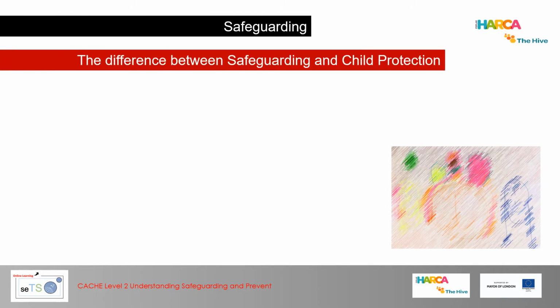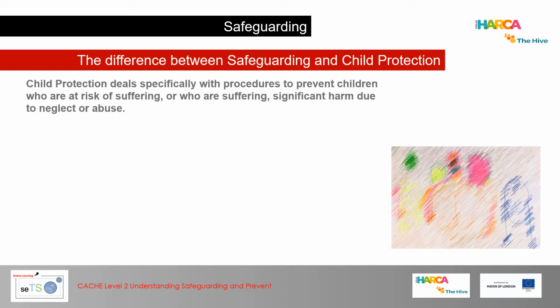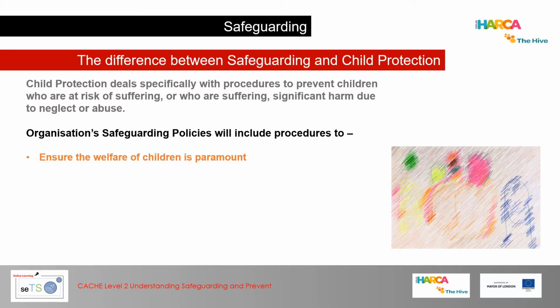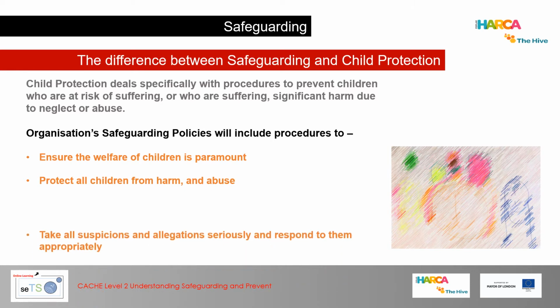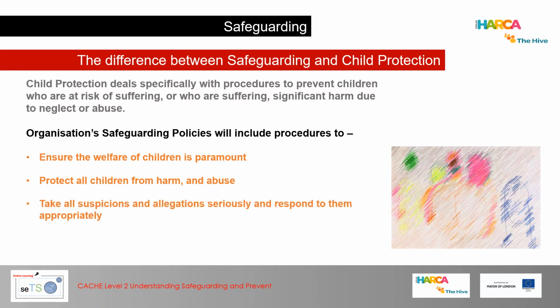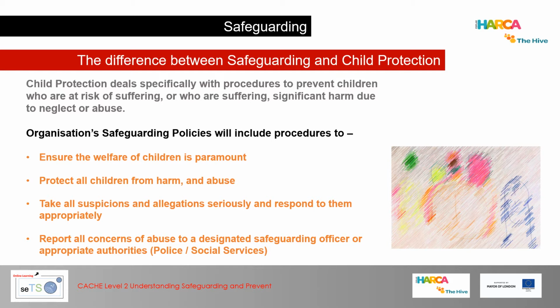The difference between safeguarding and child protection. Child protection deals specifically with procedures to prevent children who are at risk of suffering or who are suffering significant harm due to neglect or abuse. Organisations' safeguarding policies will include procedures to ensure the welfare of children is paramount, protect all children from harm and abuse, take all suspicions and allegations seriously and respond to them appropriately, and report all concerns of abuse to a designated safeguarding officer or appropriate authorities such as the police or social services.